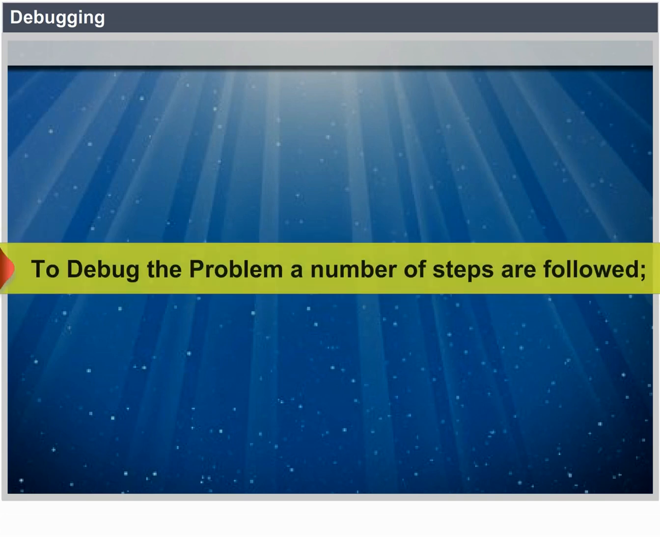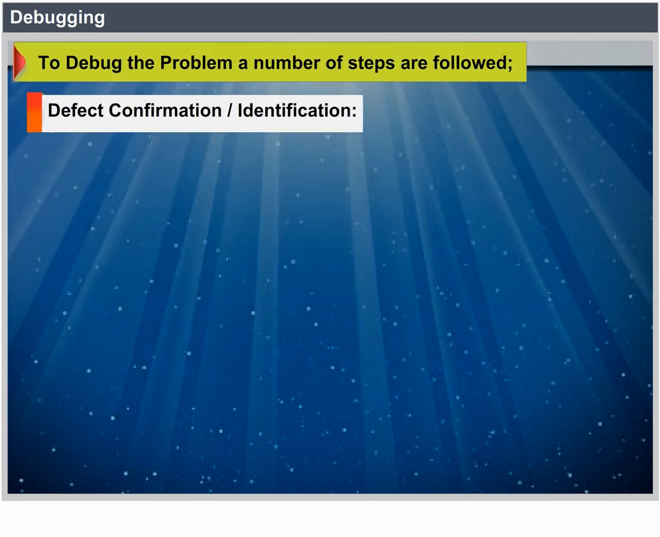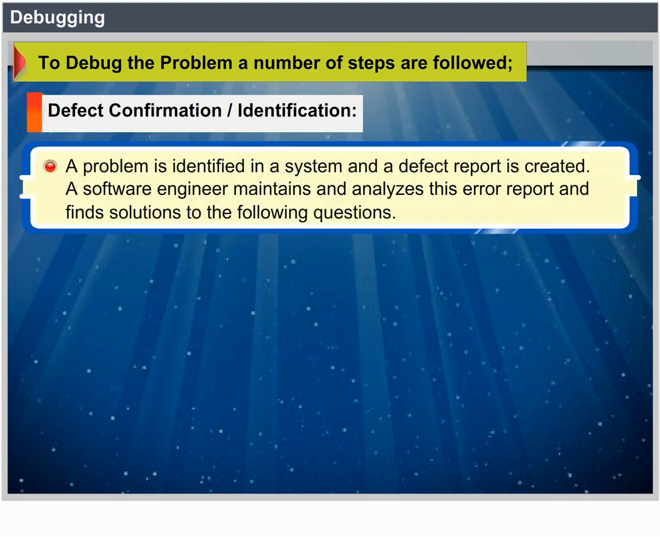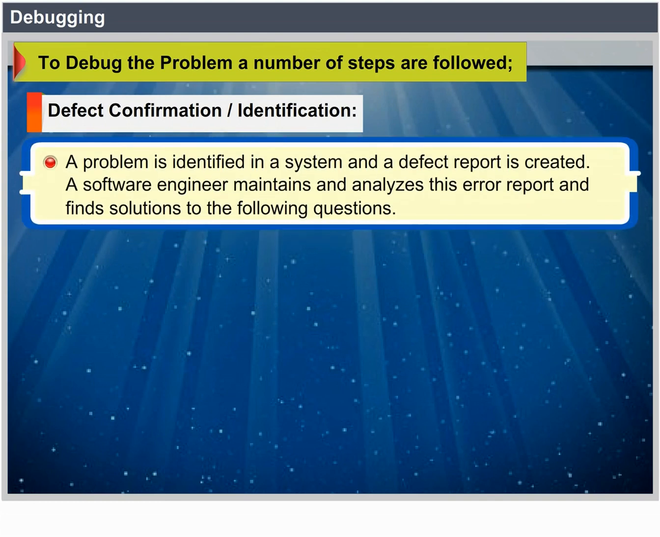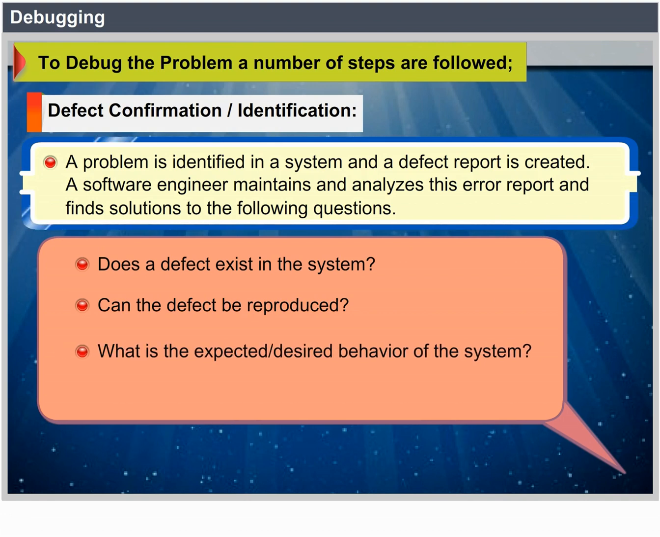To debug the problem, a number of steps are followed. Defect confirmation, identification. A problem is identified in a system and a defect report created. A software engineer maintains and analyzes this error report and finds solutions to the following questions. Does a defect exist in the system? Can the defect be reproduced? What is the expected desired behavior of the system? What is the actual behavior?